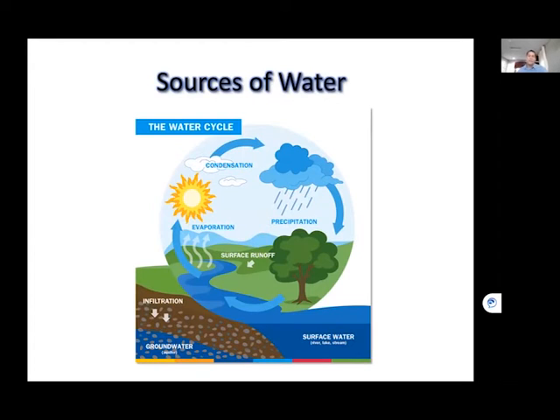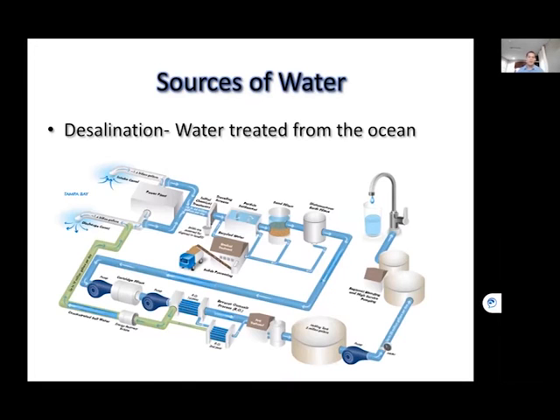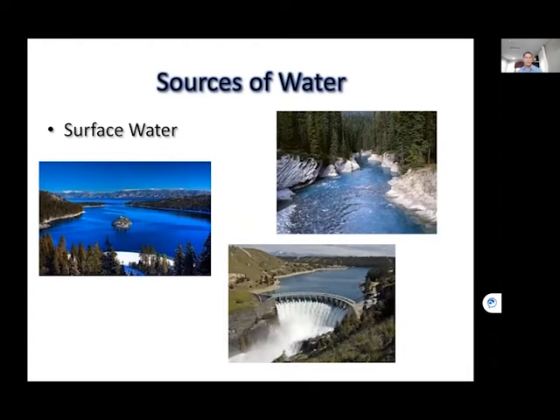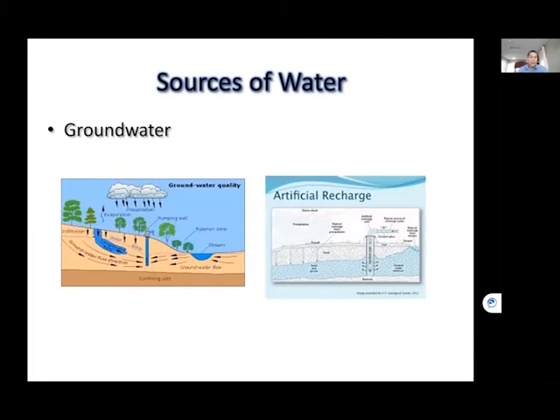Getting right into it. Sources of water. Where do we get our water from? Desalination, obviously, is water treated from the ocean. Surface water, which is the bulk of where we get our water from, includes reservoirs, streams, dams, and lakes. And groundwater is water that percolates after rain to an underground aquifer, which can then be pumped to your water treatment plant or directly to a system.